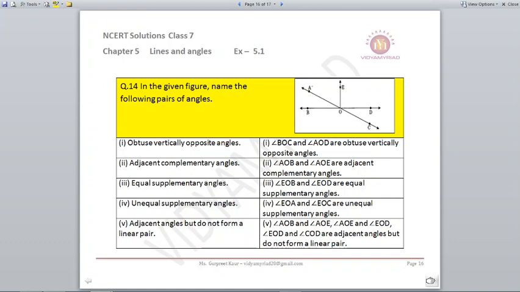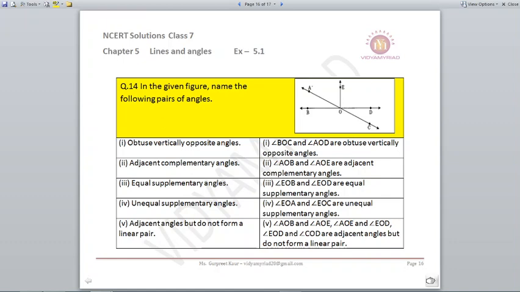Adjacent complementary angles. Now look at the diagram. Adjacent complementary means their sum should be equal to 90 degrees. So if you look over here, AOB and AOE, they both are next to each other and they are forming 90 degrees. So they are adjacent complementary angles.